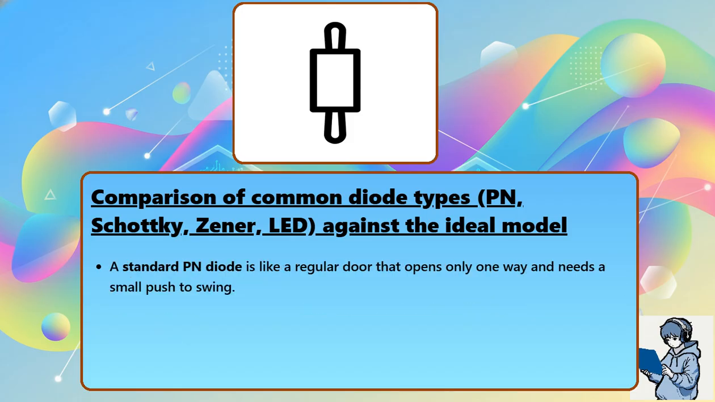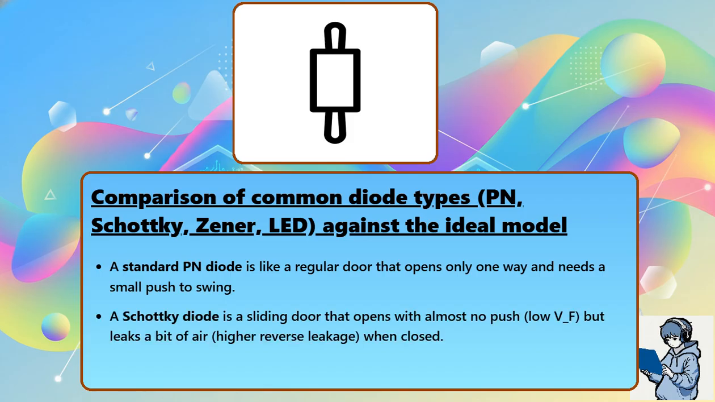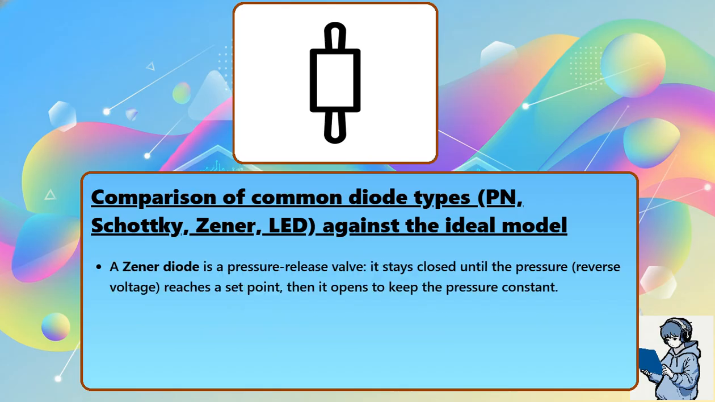Analogies. A standard PN diode is like a regular door that opens only one way and needs a small push to swing. A Schottky diode is a sliding door that opens with almost no push, low V sub F, but leaks a bit of air, higher reverse leakage, when closed. A Zener diode is a pressure release valve. It stays closed until the pressure, reverse voltage, reaches a set point, then it opens to keep the pressure constant.